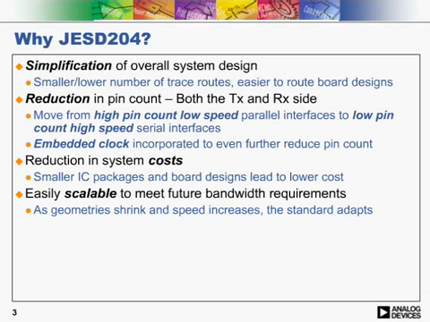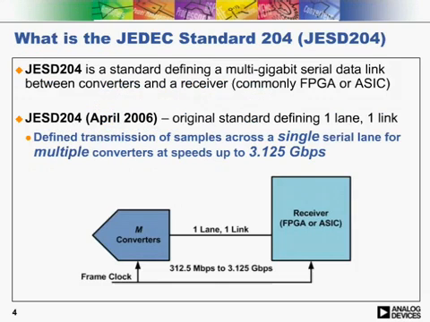So JESD204 offers us a reduction in pin count for both the TX and RX side, and the number of I/O required is dramatically reduced. Not only is the number of data lines reduced, but the clock is embedded, which further reduces the amount of pins required. By achieving such reductions, smaller IC packages and board designs can be used, and the system cost is brought down. The standard is also very scalable, so as the speed and resolution of converters increase in the future, the standard can scale to meet those future demands.